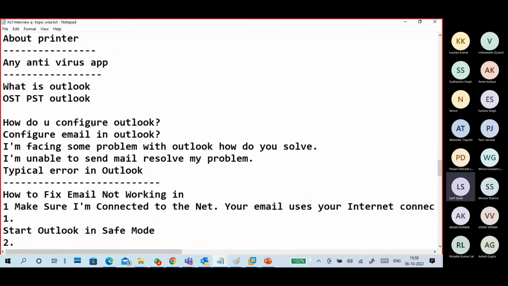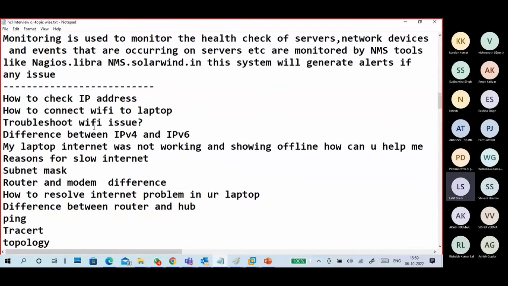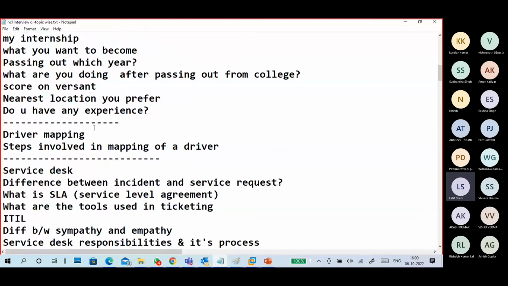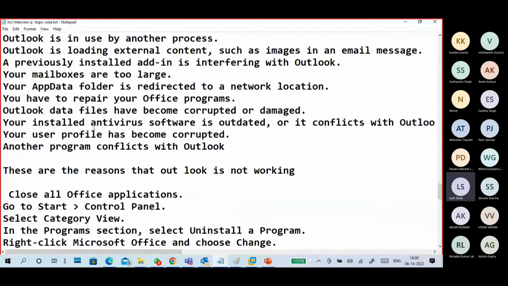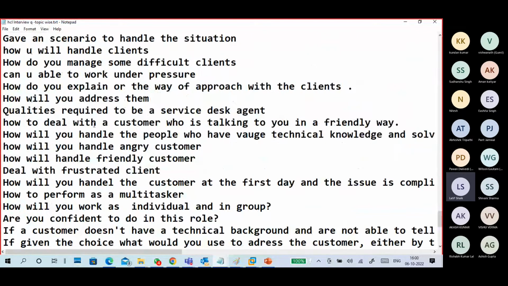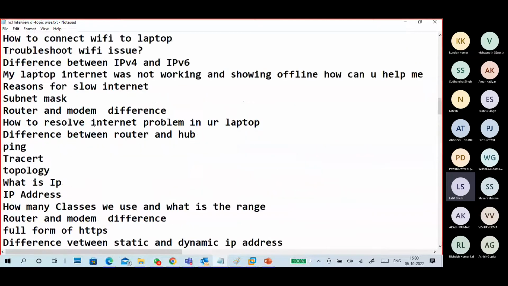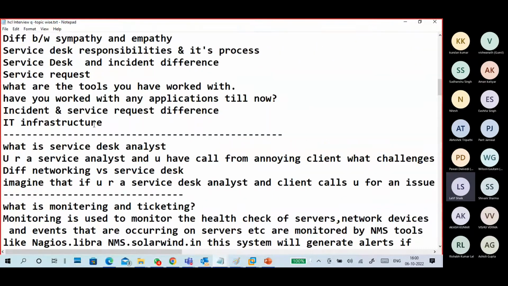Okay, so these are the main parts. The first part is personal, all belongs to you. The second one, the last one, all belongs to how to handle the customer. So what is in the middle? It is the direct technical part of the questions.